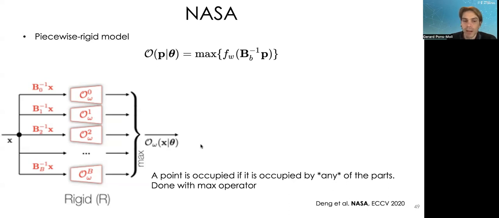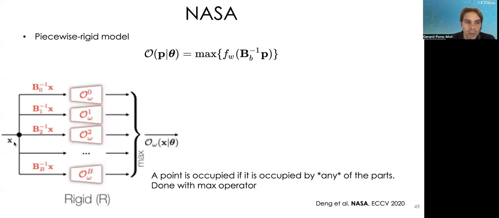What does the maximum mean here? It means that a point is occupied if it's occupied by any of the parts, right? So if any of the parts outputs a 1 occupancy, or close to or bigger than the threshold, then the total result of the max will be that the point is occupied. So basically, this makes a lot of sense, right? And this is how we saw before how to combine implicit surfaces. We saw that it's easy to compose them by these max operations in order to obtain the union of multiple parts. So this is what we will do.